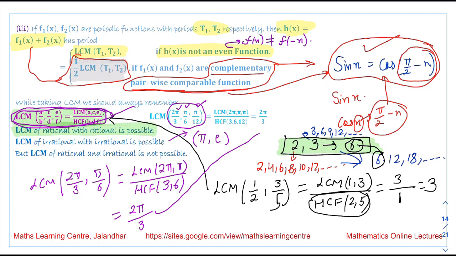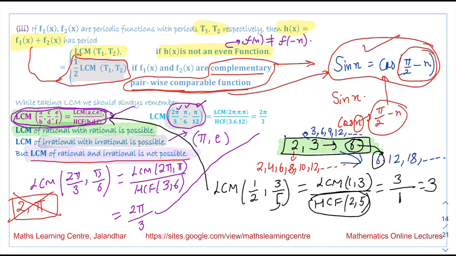For irrational numbers, the numbers should be like numbers, but it is possible to find the LCM if two numbers are irrational. Now, the next case we have is if we have one irrational number and one rational number. Suppose I am talking about the LCM of, say, 2 and pi. It is not possible to find the LCM of 2 and pi. So the LCM of rational and irrational is not possible. These are a few facts that you should always keep in mind while solving these questions.